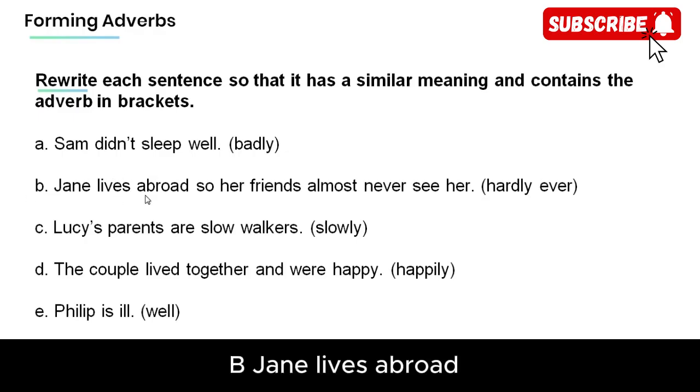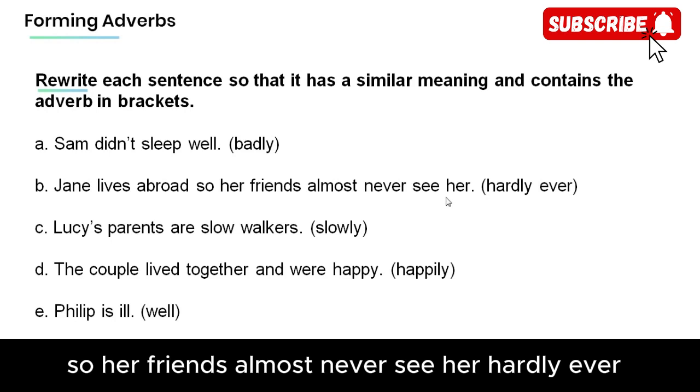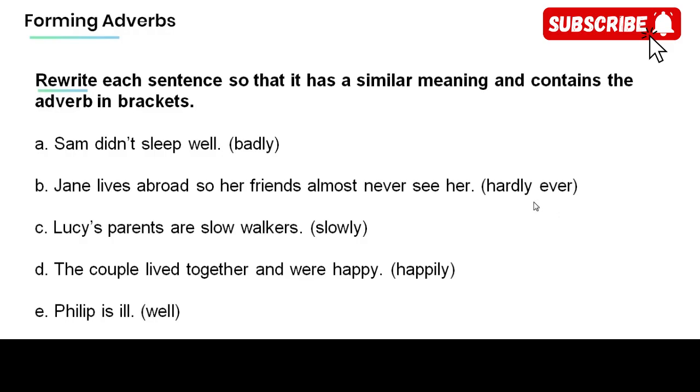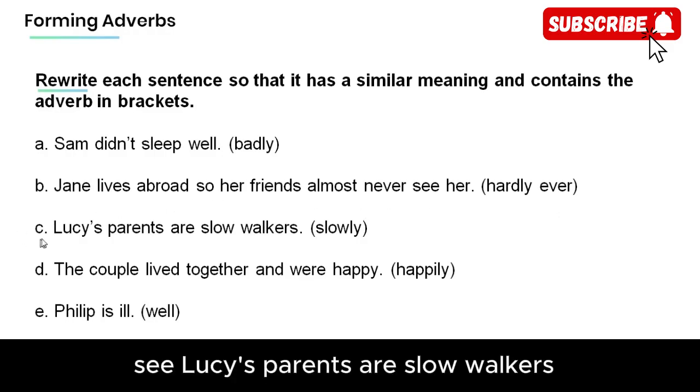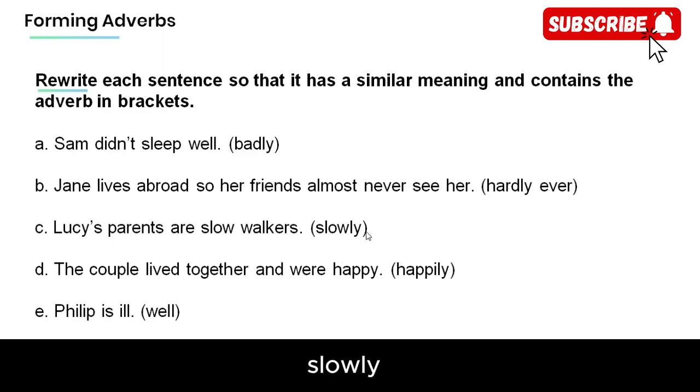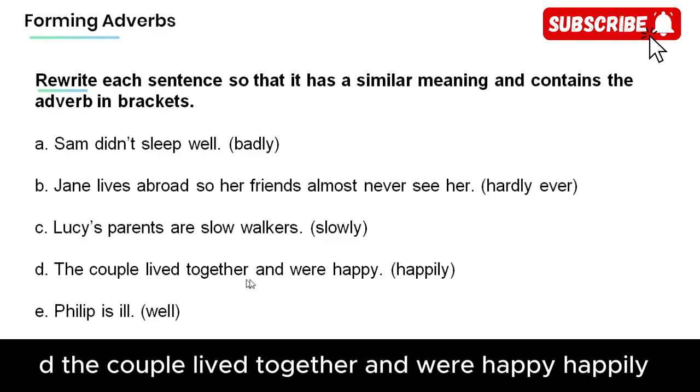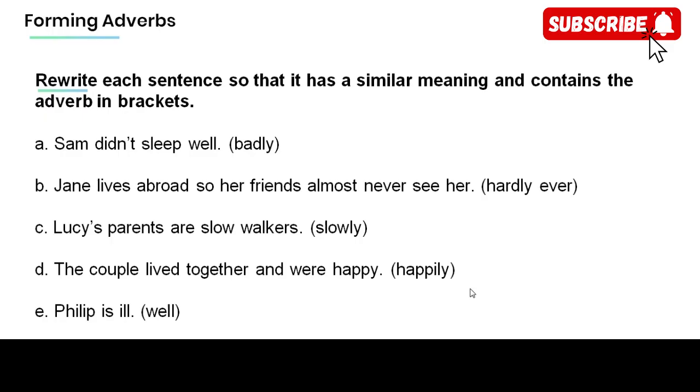B. Jane lives abroad, so her friends almost never see her. Hardly ever. C. Lucy's parents are slow walkers. Slowly. D. The couple lived together and were happy. Happily. E. Philip is ill. Well.